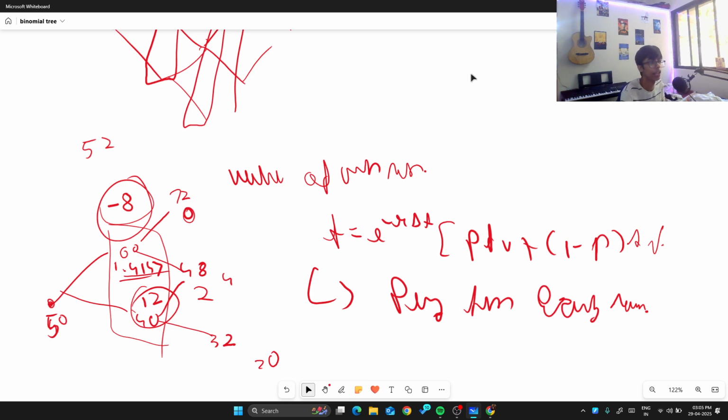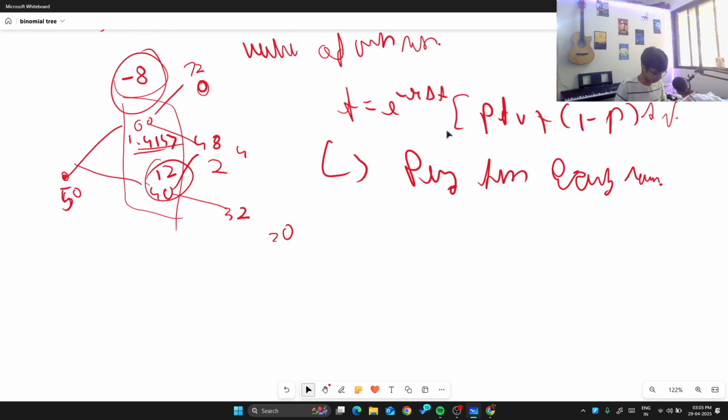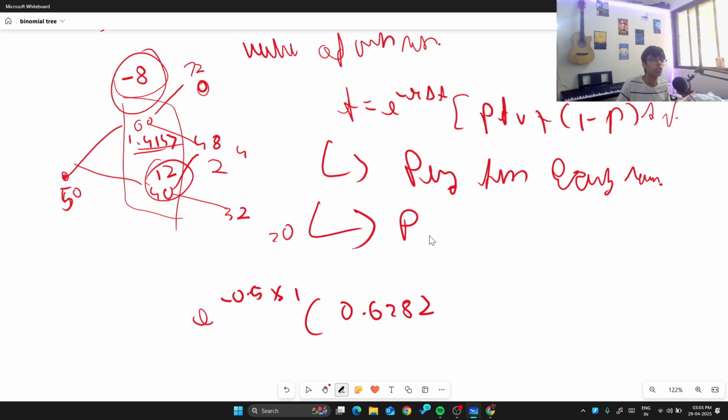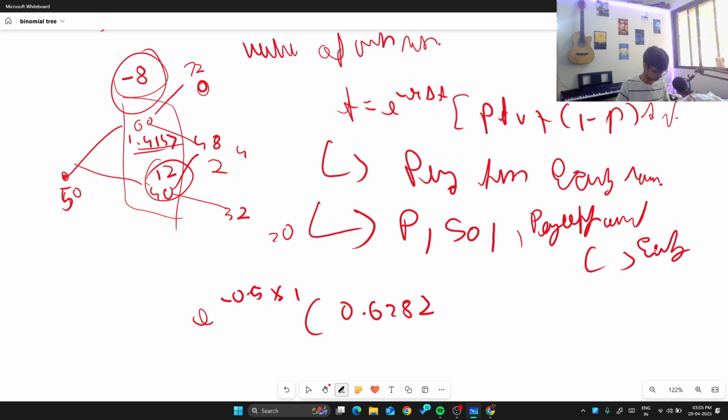So with 12, right? We will use our old equation, 0.5 into 1. The probability of going up would not change, the spot price would not change, only the payoff would change because of our early exercising. Into 1.4147 plus 0.3718 into 12.